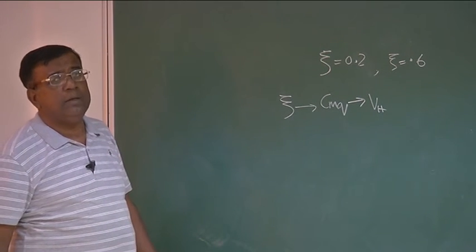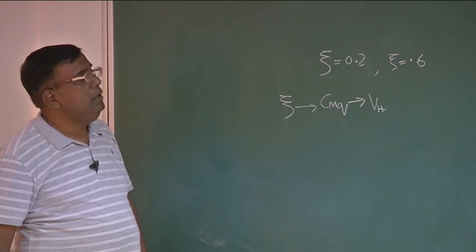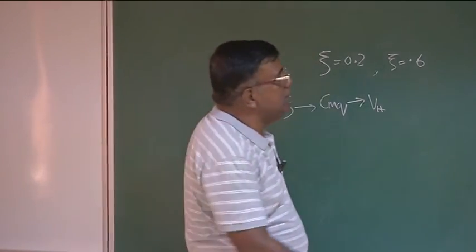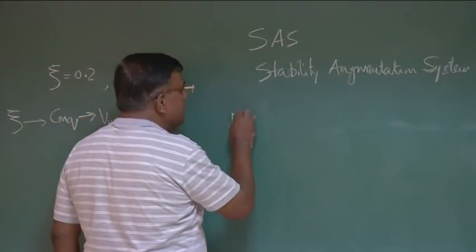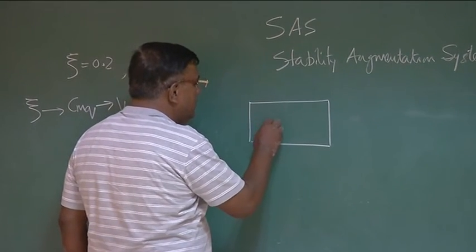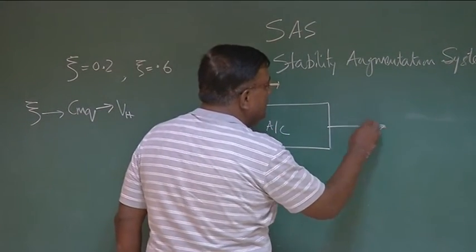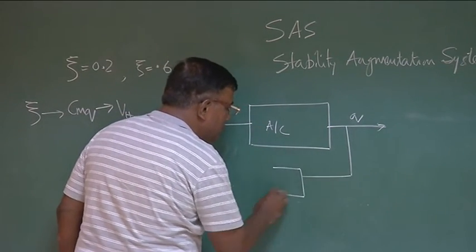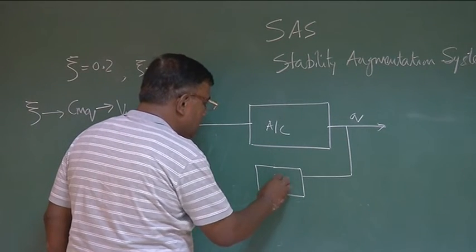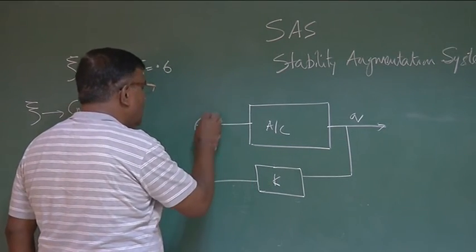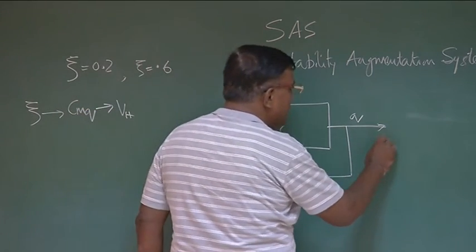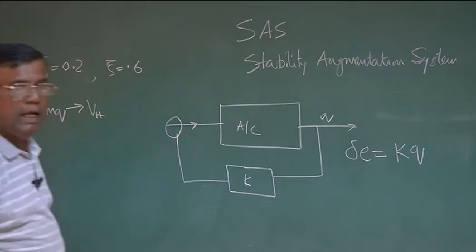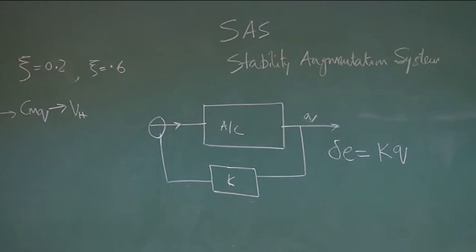But suppose you don't have the option to increase the tail volume ratio. You want to change zeta online. So what was the concept? The concept was SAS, and the understanding is like this. This is the aircraft, and this is Q. I tap Q, this is K. What I do is deflect the elevator proportional to this Q.